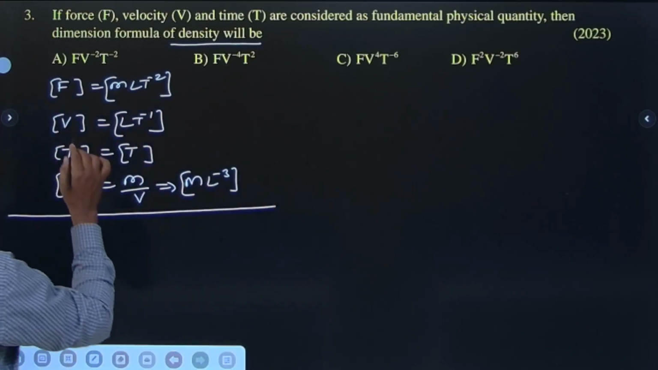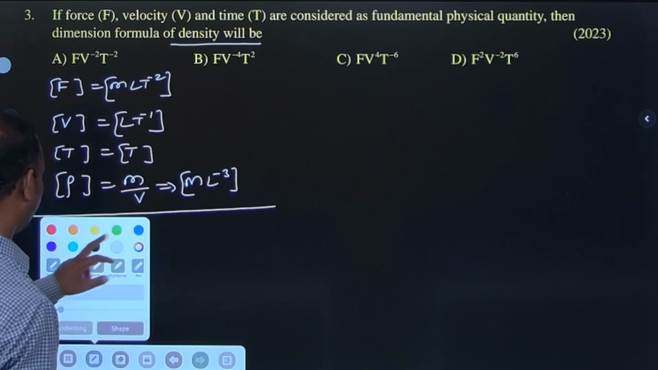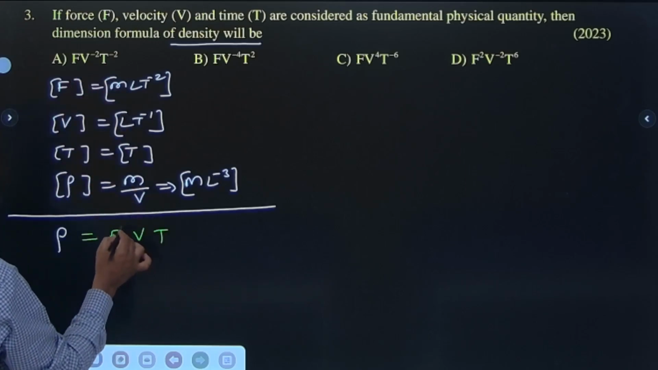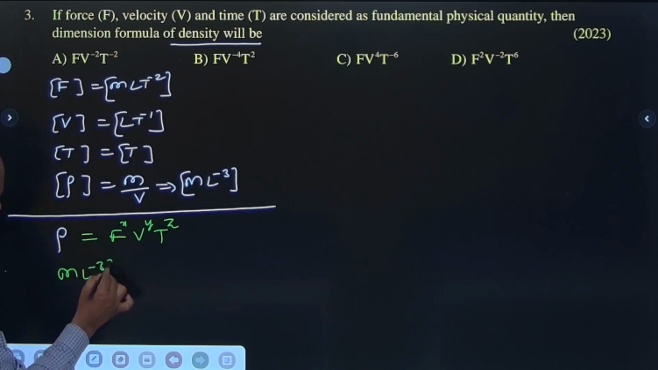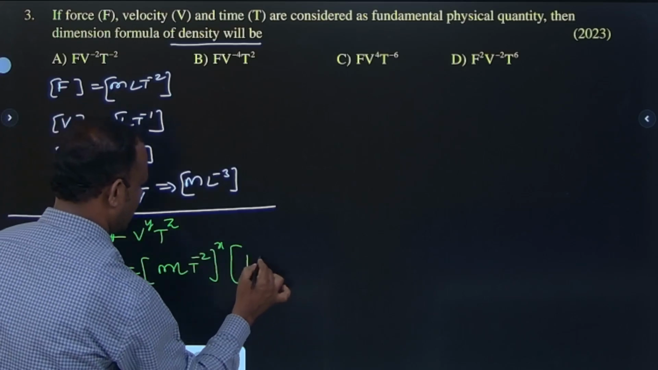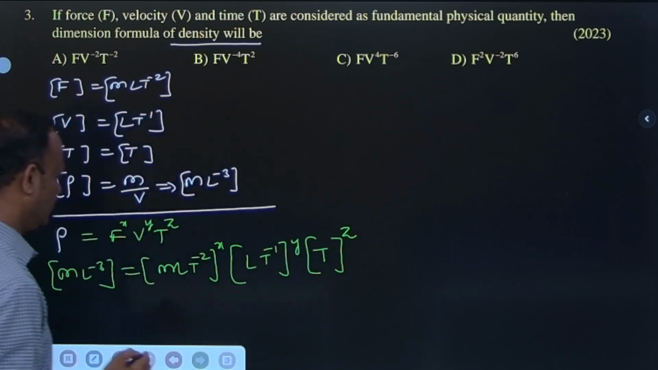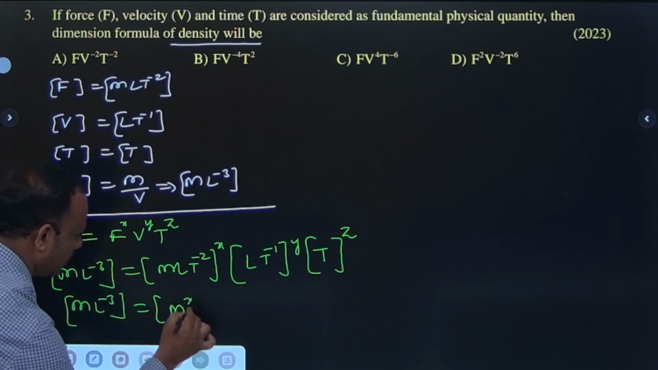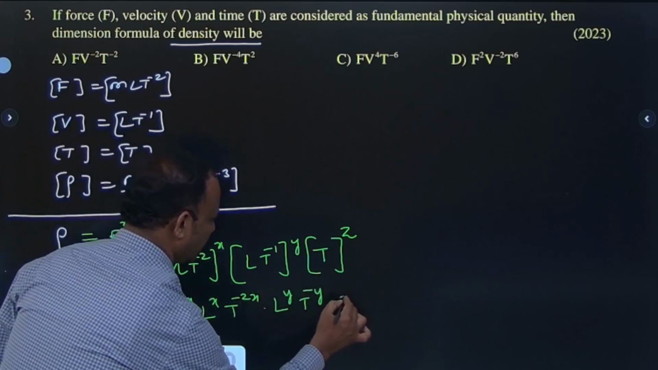Next, the relation: density is proportional to, or equal to, F, V and T in order, with powers X, Y, Z. Write the dimensional formula of density: ML minus 3 is equal to force MLT minus 2 to the power of X, velocity LT inverse to the power of Y, and time T to the power of Z. Now ML minus 3 is equal to M to the power of X, L to the power of X, T power minus 2X, L power Y, T power minus Y, T power Z.